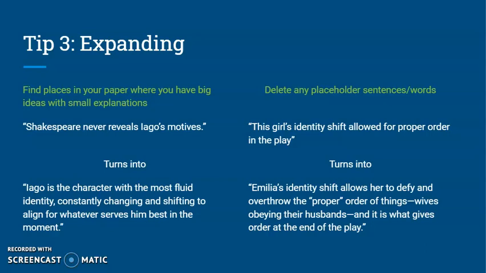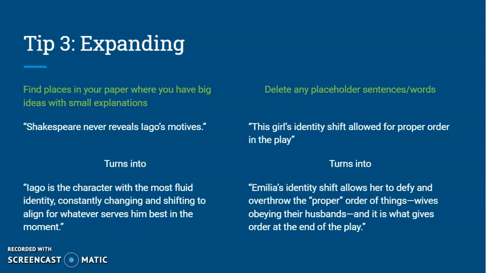Iago is the character with the most fluid identity, constantly changing and shifting to align for whatever serves him best in the moment. Our second tip with expanding your sentences is to delete any placeholder sentences or words and replace them with more expanded ideas. For example, the sentence, "This girl's identity shift allowed for proper order in the play." While it is technically a complete sentence and grammatically correct, the ideas in it are vague, and to the audience, it's not sure what exactly the author is getting at.